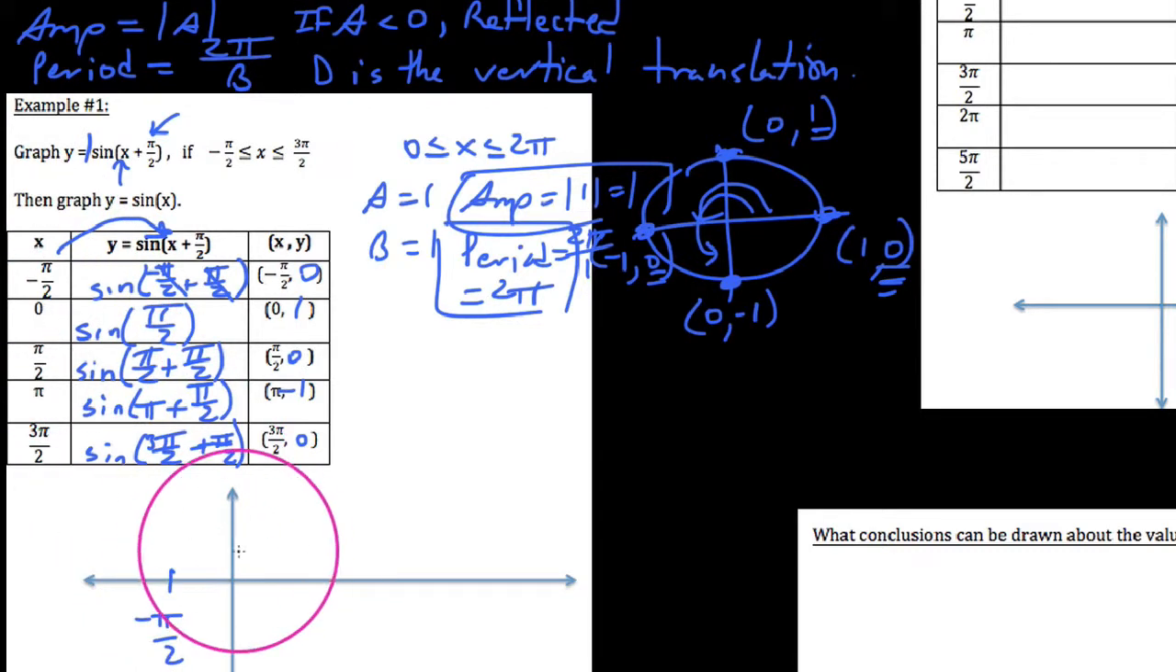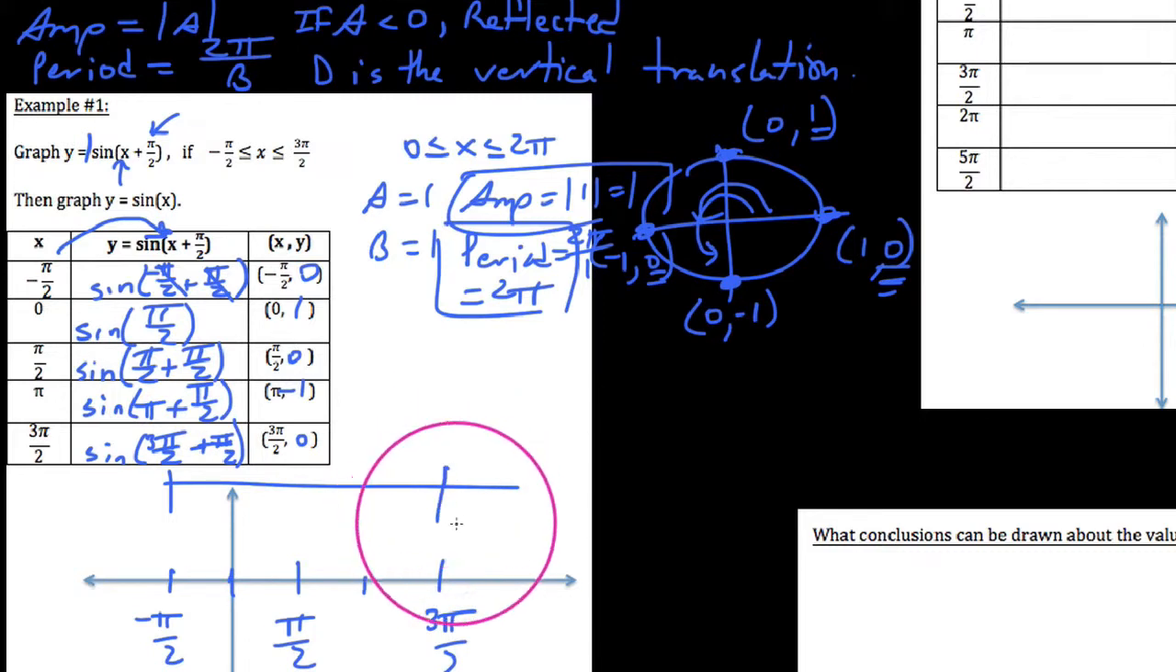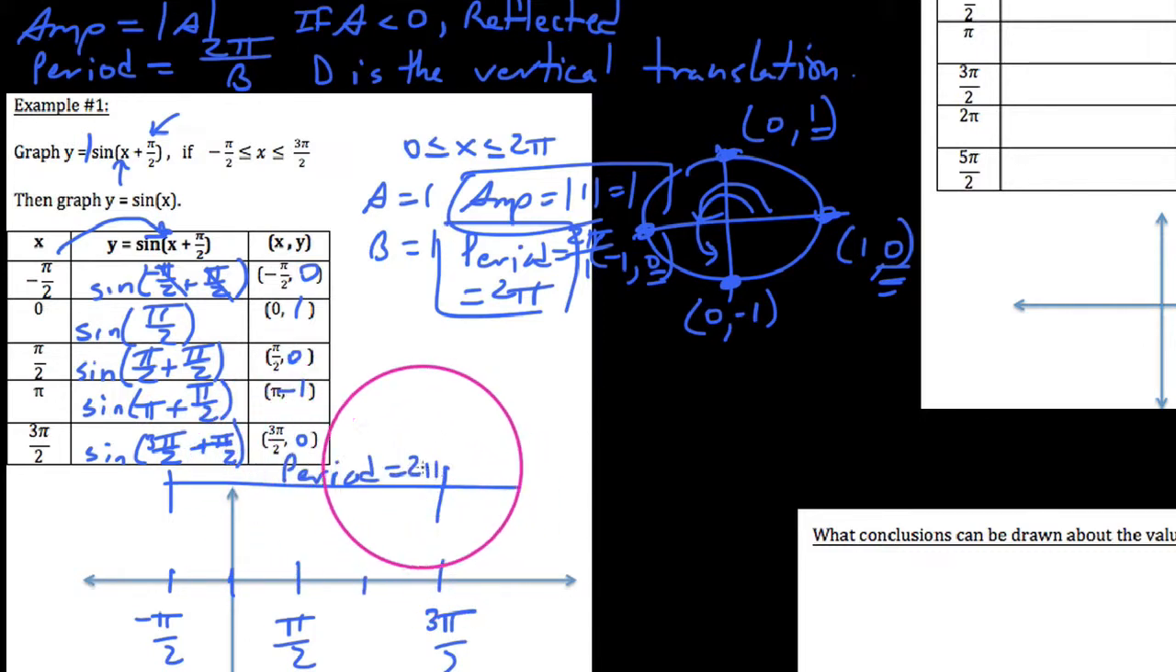Negative pi halves, then we went to 0, and then we went to pi halves. I'm going to label this one here. And then we went to pi. I'm just going to call this one pi here for a second. We say 3 pi halves. I want you to notice that we did go from negative pi halves out to 3 pi halves, which is a period length, which is equal to 2 pi in this case.